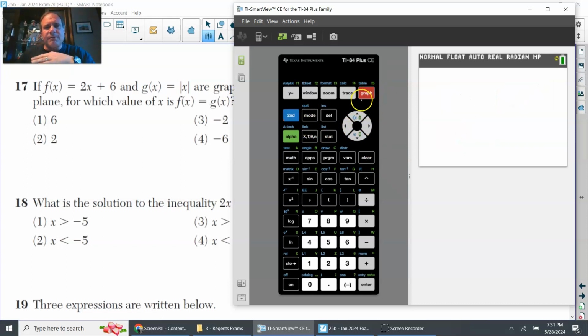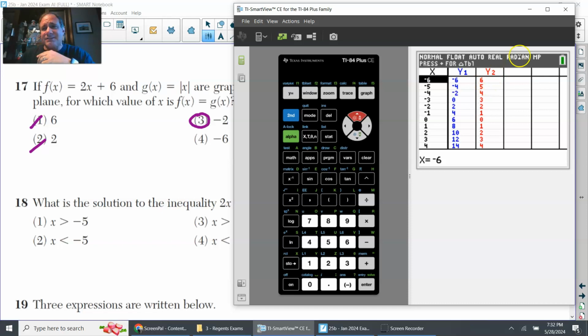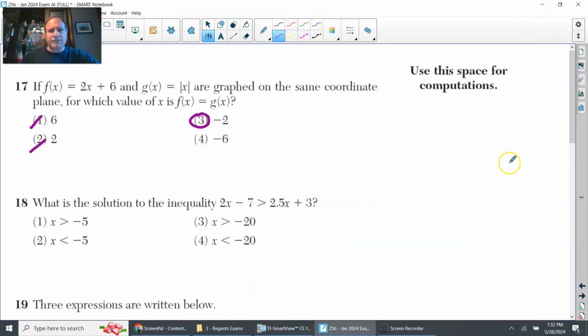And you can see that you have a linear function and you have an absolute value graph of a V shape. So now I'm going to press the table function, second function, graph, and they want to know which value of x is f of x equal g of x. So let's go ahead and see if 6 has a y that is equal. No, they're not. When x is 2, what's the y? Is it equal? No, they're not. This is 10, this is 2. That's out. When x is negative 2, the y's are equal. That's it. Let me just check negative 6 just to be safe. Negative 6 is negative 6 and 6. No, they're not equal. 3 is your answer. Graph in the calculator.